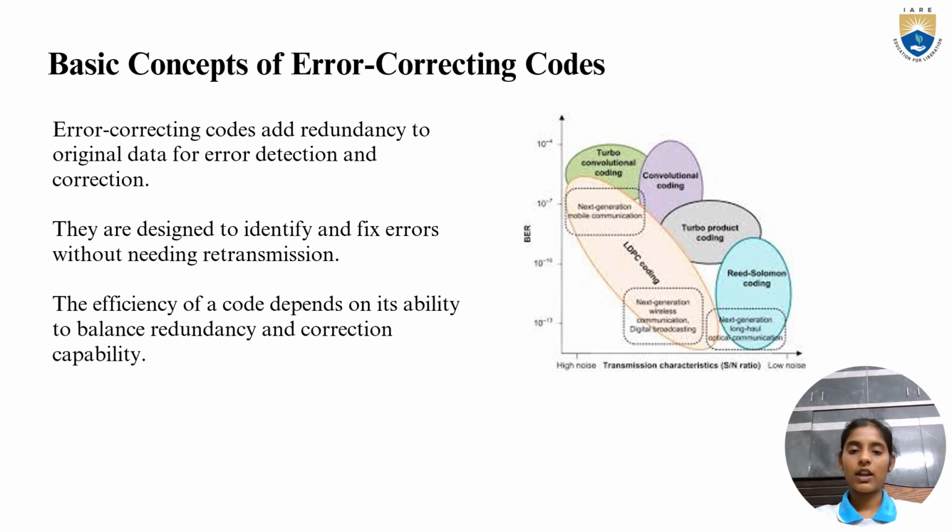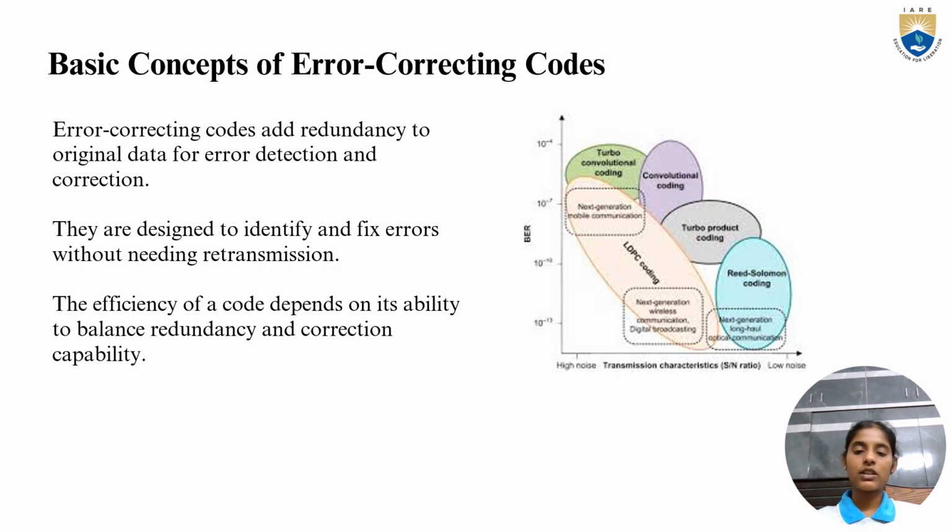Basic concepts of error correcting codes. Error correcting codes add redundancy to original data for error detection and correction. The basic concepts: error correcting codes are used to detect and correct errors that occur during data transmission or storage. Here are some basic concepts. Redundancy. Redundancy is the addition of extra bits to the data to enable error detection and correction. Redundancy is achieved by adding parity bits, check bits or redundant data.